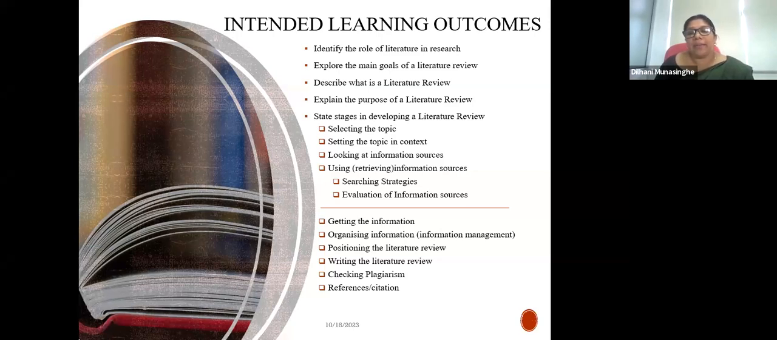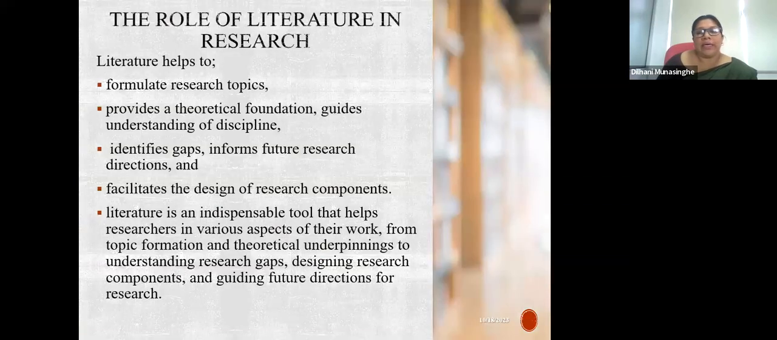Why I am saying this: checking plagiarism and putting the references is very important during our literature review, because most of the time in the literature review, we have to cite, get models, formulas, and other statements to develop the literature review. So, checking plagiarism is very, very important in the literature review. So, we will move to the next slide. We will discuss the role of literature in research.